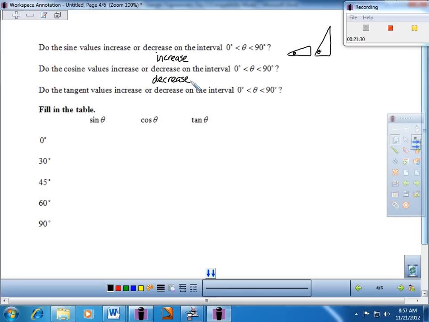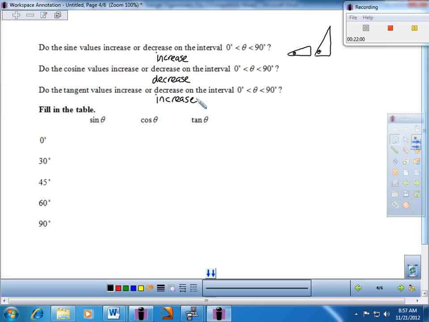And then how about tangent? Last one here. Again, really see the behavior. Think more dynamically as opposed to statically. Okay, and how about tangent then? Increase or decrease? Opposite, adjacent. Look at it initially. Look at it after as theta increases and increases. And I'm hoping you would see that really the opposite in relation to the adjacent is just going to get larger and larger there.